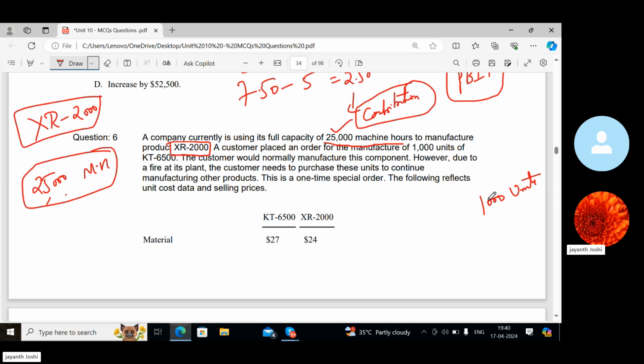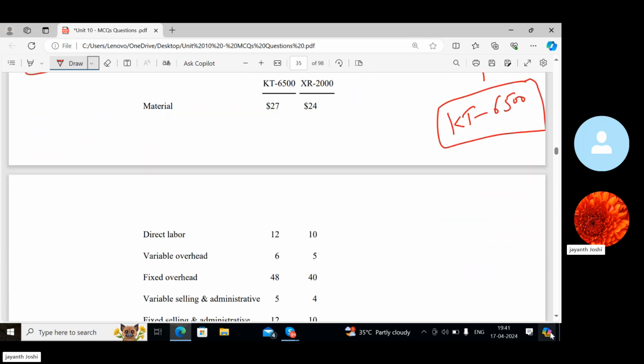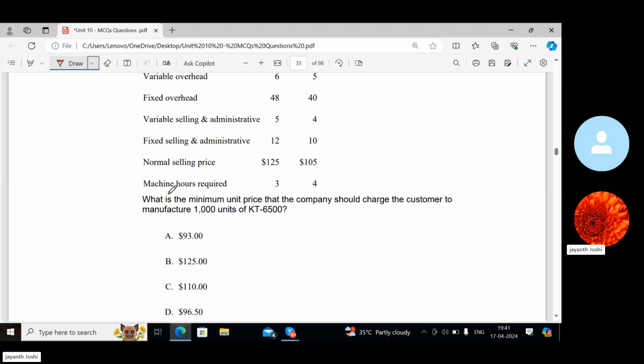They got a special order for this much, right? The customer would normally manufacture this component. However, due to a fire at its plant, the customer needs to purchase these units to continue manufacturing other products. This is a one-time special order. The following reflects unit cost and selling prices. The data is given to us: material, labor, variable overhead, everything. What is the minimum unit price that the company should charge the customer to manufacture 1000 units of KT 6500?